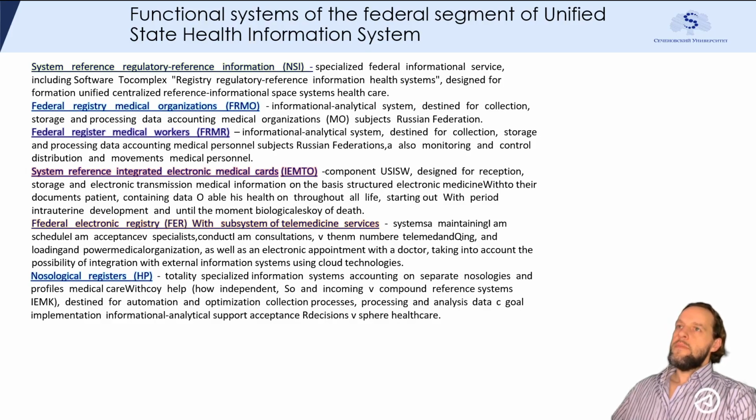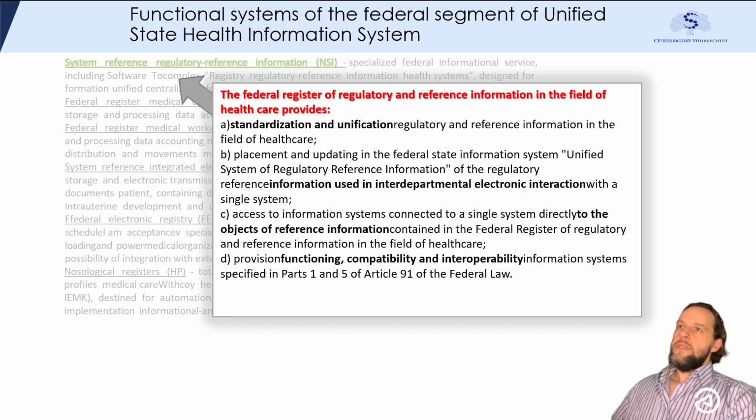There is a Federal Register for regulatory and reference information system in the field of healthcare providers. This system provides standardization and unification of regulatory and reference information. There are all the required classifiers and all the required dictionaries. For example, it could be lists of medical services, of laboratory assessments, and all the related dictionaries.